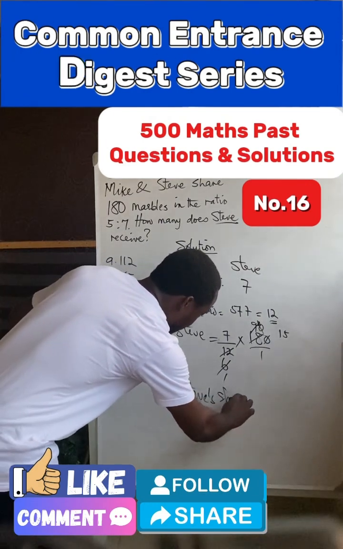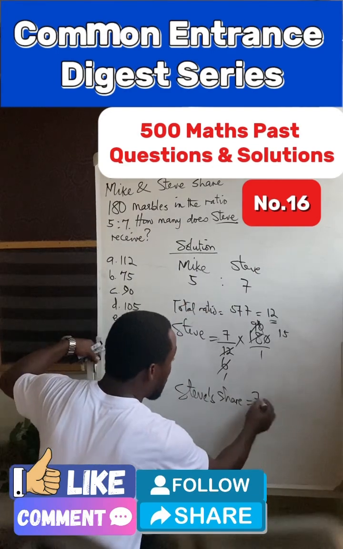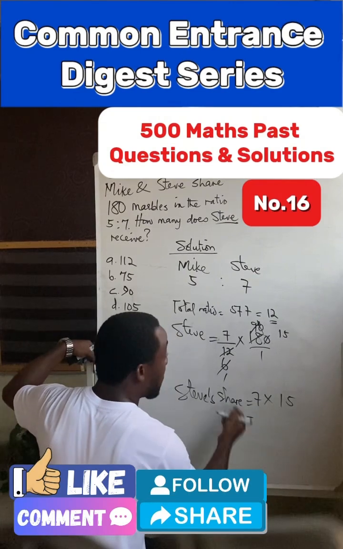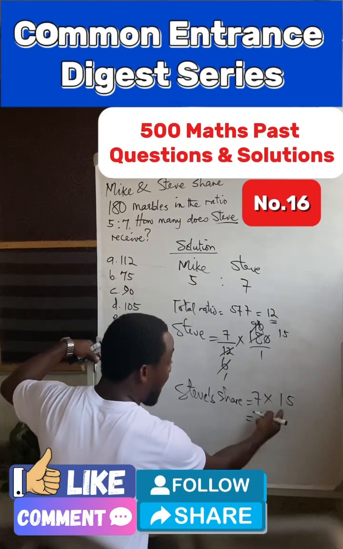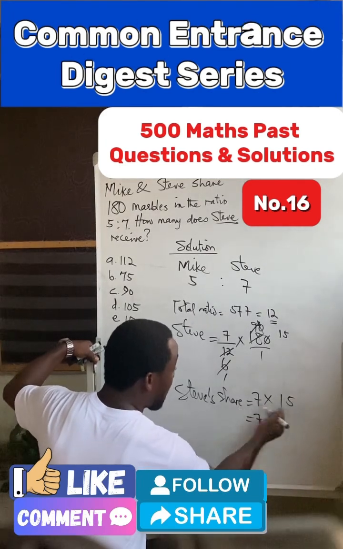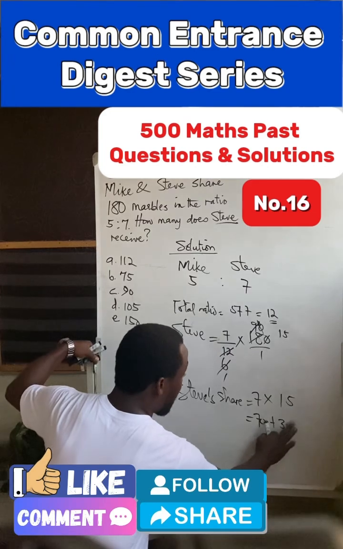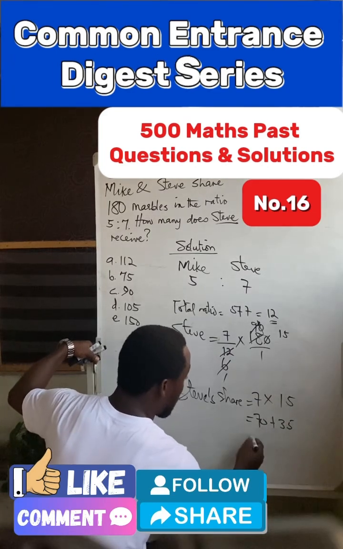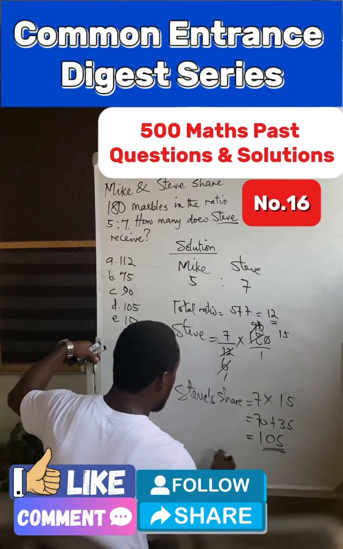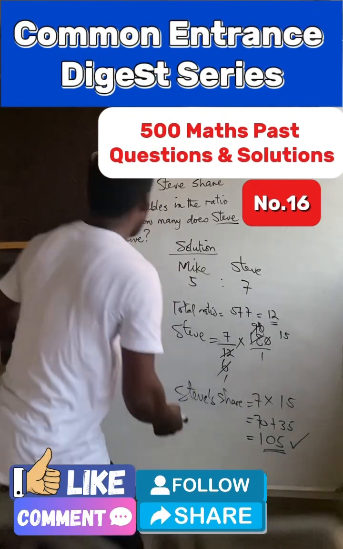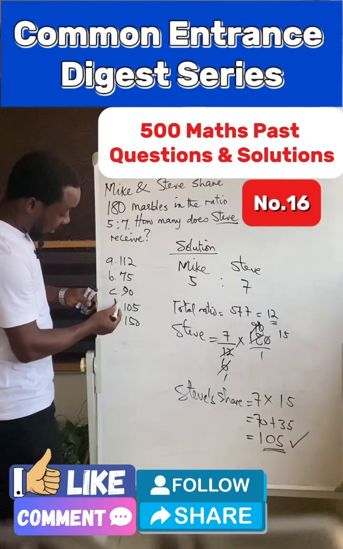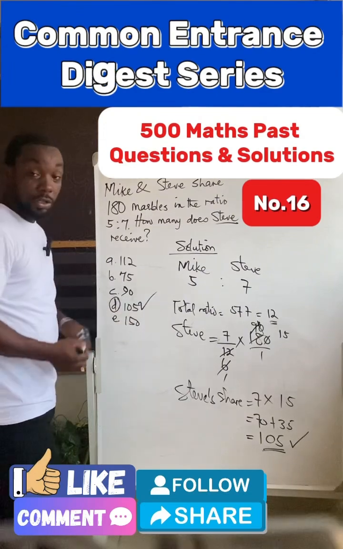Steve's share is equal to 7 times 15, which is 7 times 10 plus 7 times 5. 7 times 10 is 70, plus 7 times 5 is 35. That's a very quick way to do the addition, and that will give us 105. So Steve's share is 105 marbles. Let's check the options. That's option V, 105. Thank you.